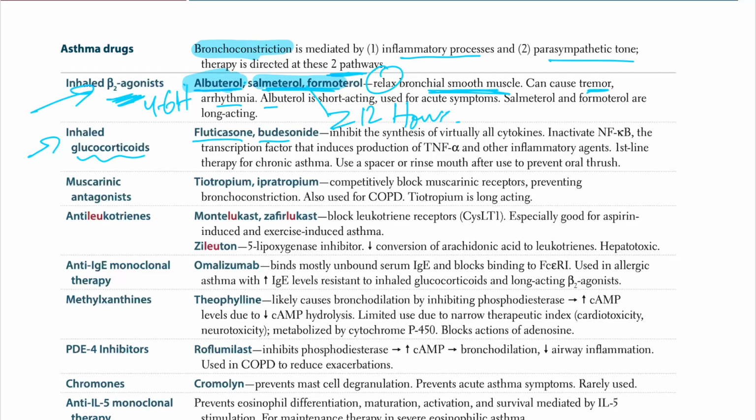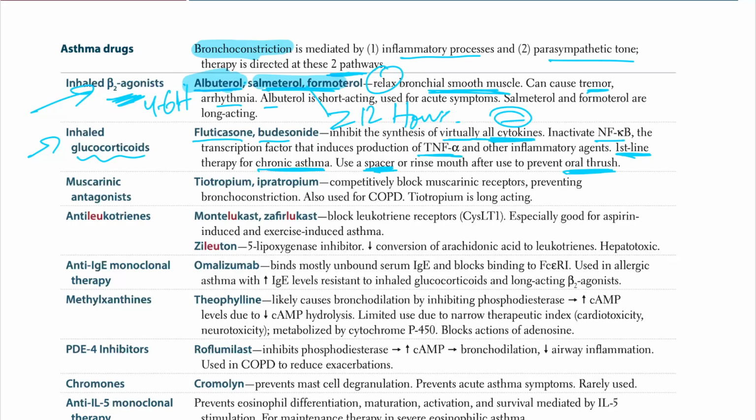Moving on with the inhaled glucocorticoids, which are fluticasone and budesonide. They inhibit the synthesis of virtually all cytokines. They inactivate NF-kappa B, the transcription factor that induces the production of TNF-alpha and other inflammatory agents. They are the first-line therapy for chronic asthma. Use a spacer or rinse mouth after use to prevent oral thrush.